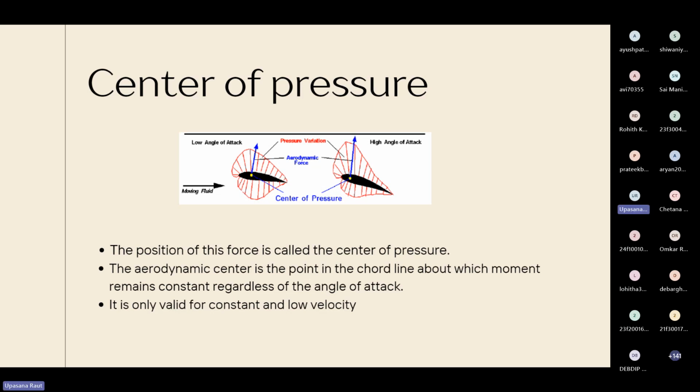This resultant force will have a resultant position. If we do delta M equal to 0, we can find the position of the resultant force. That position is called the center of pressure. Why is it called the center of pressure? If we find the moment of all the forces at that point, the moment would remain constant regardless of the angle of attack.